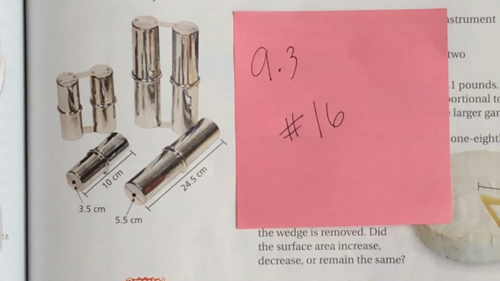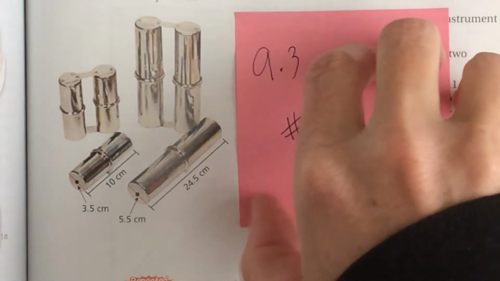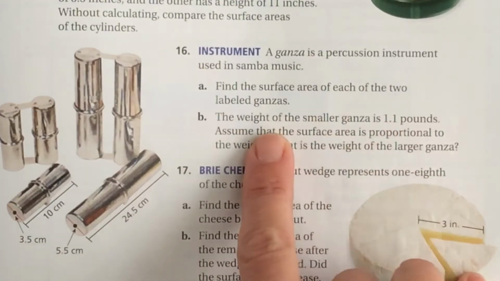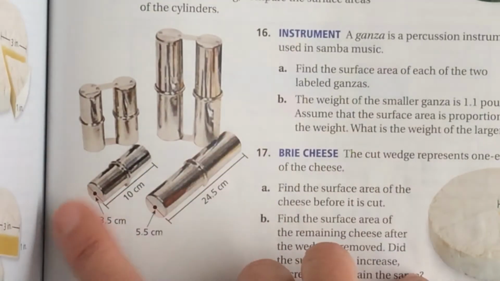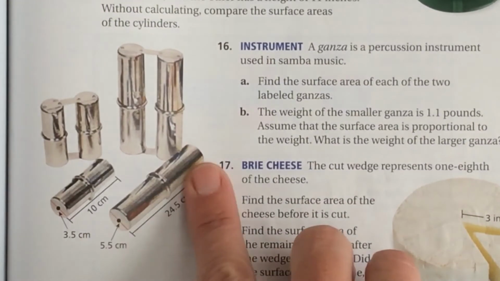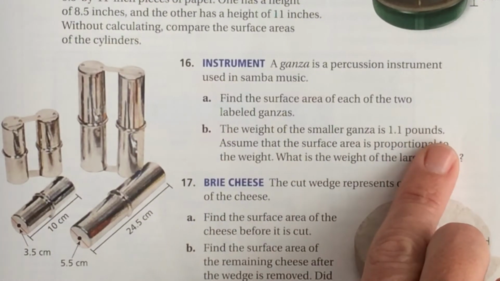Hey everyone, I'm going to work out question number 16 from chapter 9, section 3, surface area of cylinders. It's this problem here that talks about this instrument, which is called a gonza. It asks you to find the surface area of each of the two labeled gonzas, your smaller one and your larger one. Then it wants us to know the weight of the larger gonza when it's proportional to the smaller one, and the smaller one weighs 1.1 pounds.